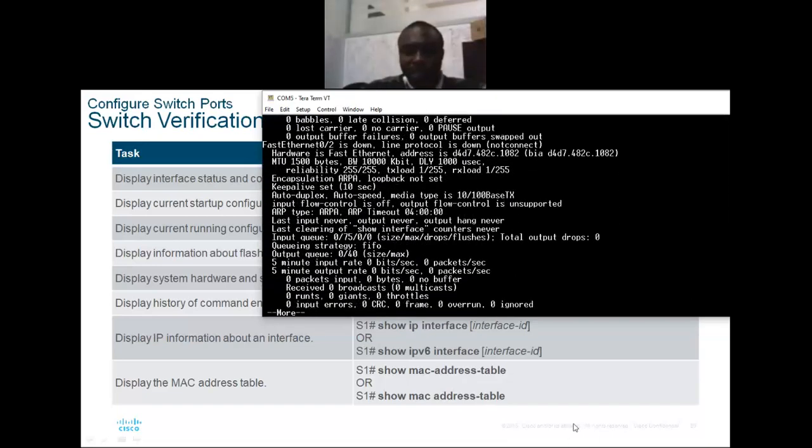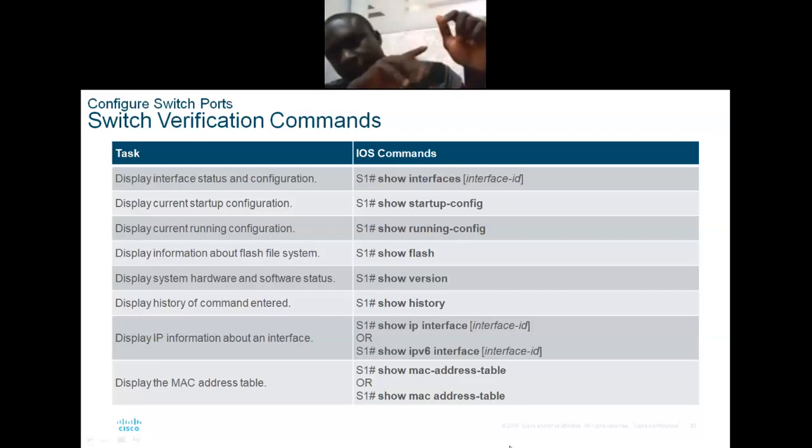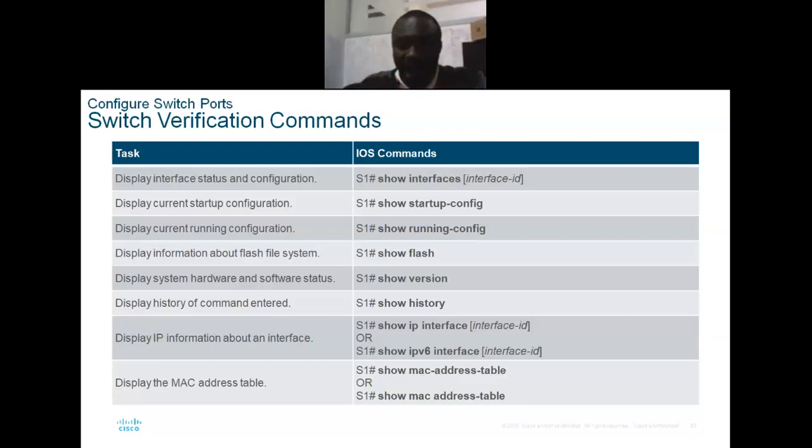Okay. The next one is show startup config. Startup config is the details in your NVRAM, the information that has already been configured in your NVRAM. All right. Remember, I said that we have your startup config and your running config. Your running config is what is currently running in your RAM. Your startup config is what is stored in your NVRAM.